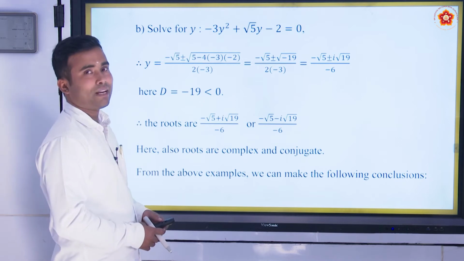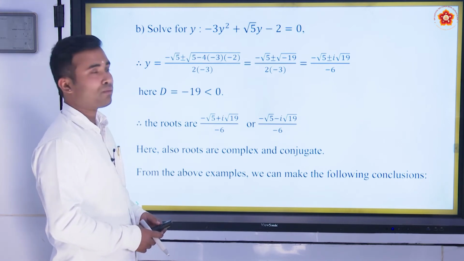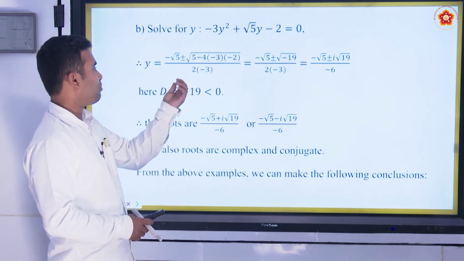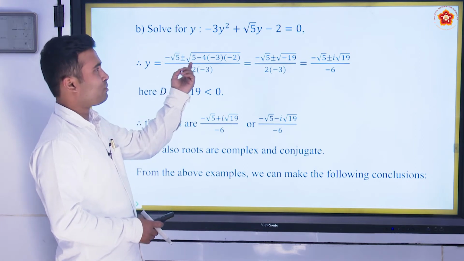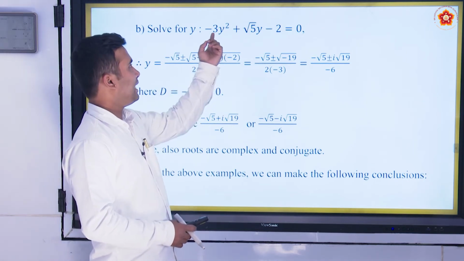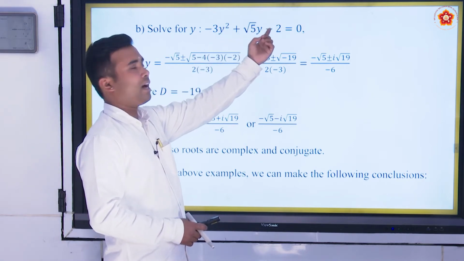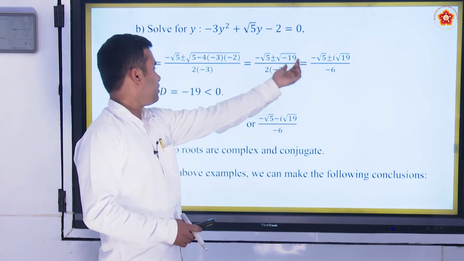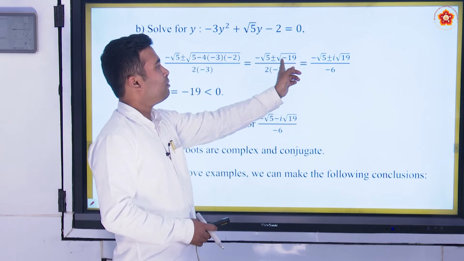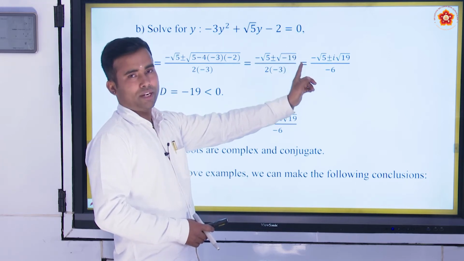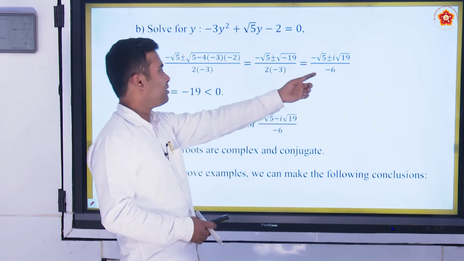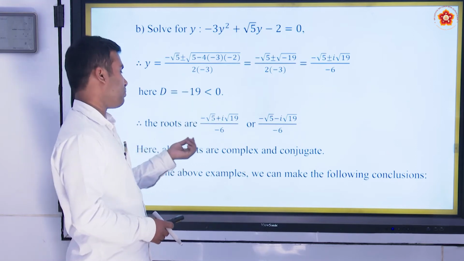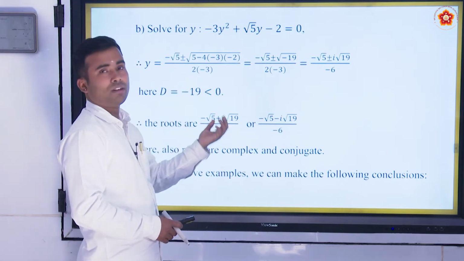Again we have another example here, that is minus 3y square plus root 5y plus minus 2 is equal to 0. In a similar way you can write the quadratic formula here, minus b plus or minus the square root of b square minus 4ac by 2a, where a is minus 3, b is root 5 and c is minus 2. You simplify this and you will end up with minus 19, that is b square minus 4ac, which is less than 0, so the roots will be complex. Hence here D is equal to minus 19, which is less than 0, hence the roots are complex conjugates.